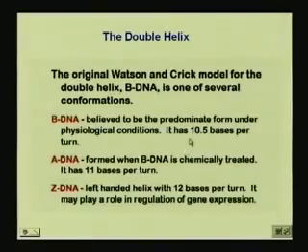And there are 10.5 bases per turn. Just like we had a certain pitch of the alpha helix, it is similar to something like that. When we have the A DNA, this is formed when B DNA is chemically treated. It basically does not have those water molecules in the water spine. That is what A DNA is, and it has 11 bases per turn. The Z DNA, as it is called, is a left-handed helix with 12 bases per turn, and it usually plays a role in gene expression. So, these are the three forms of DNA, and the most common by far is the B DNA.